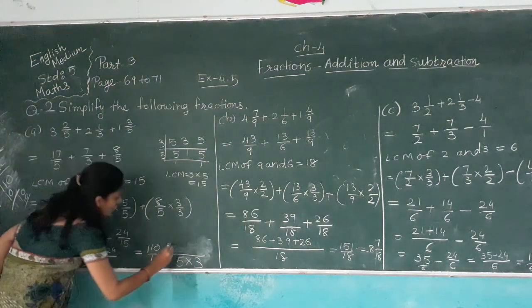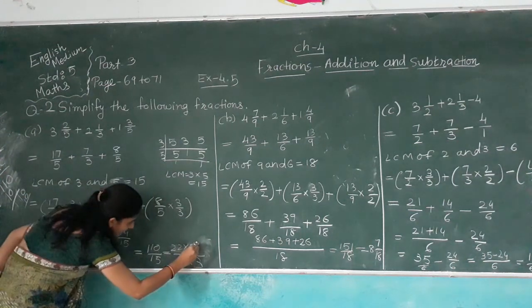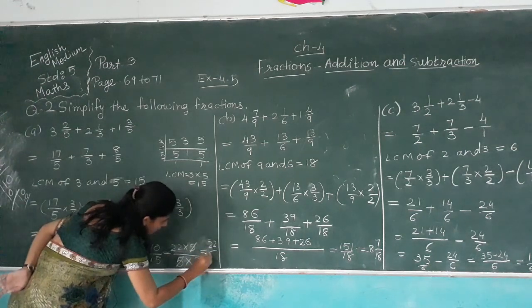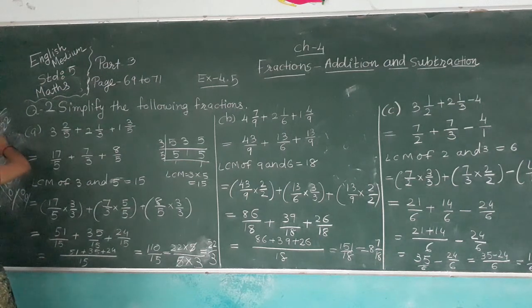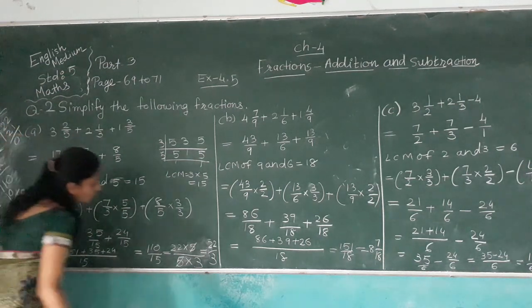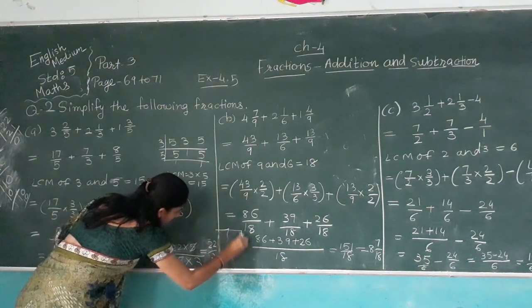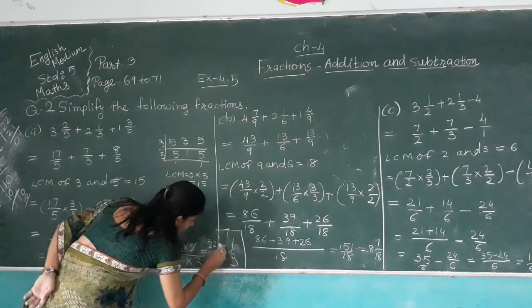22 multiplied by 5. So divide it, 5 cut and 5 cut. So we get answer 22 out of 3. Again 22 divided by 3. 3 7s are 21. 1 0. So we get answer 7 1 out of 3.